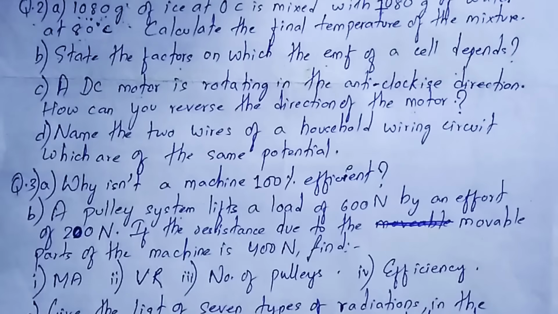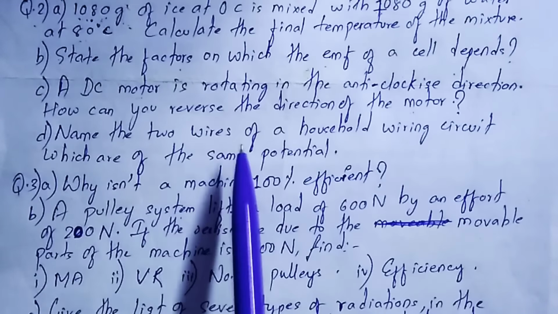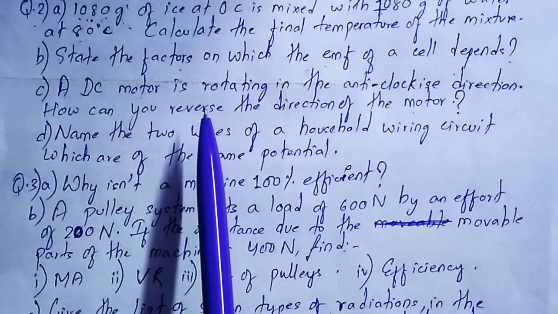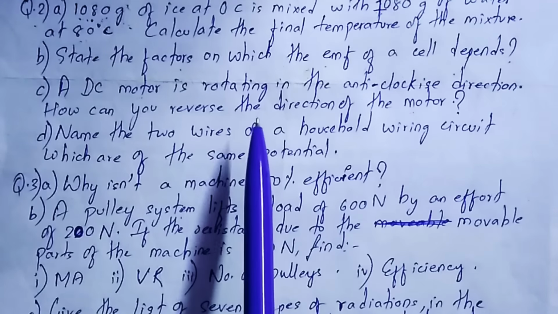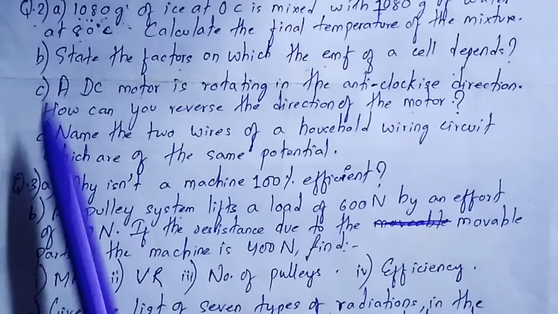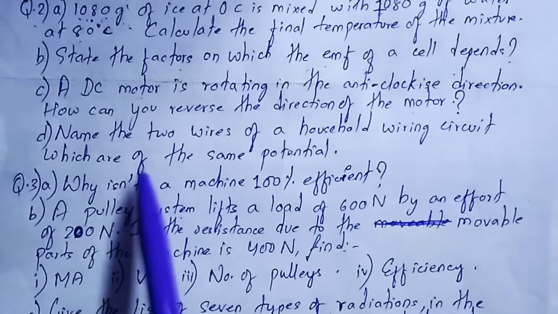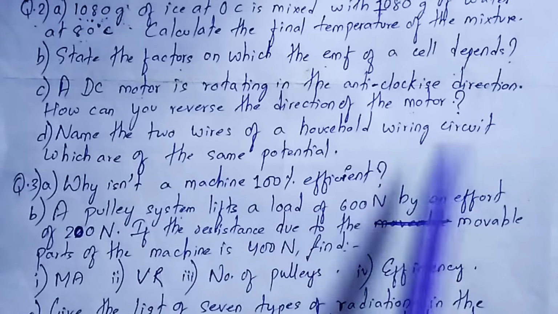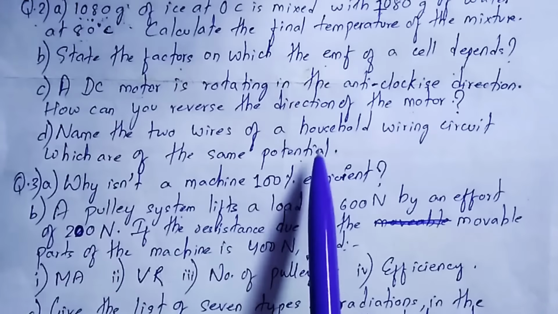So friends, the direction of rotation of the motor can be reversed by interchanging the terminals of the battery. Next question, that is question 2D. Name the two wires of a household wiring circuit which are of the same potential. So friends, the two wires of a household wiring circuit which are of the same potential are the neutral and earth wire.